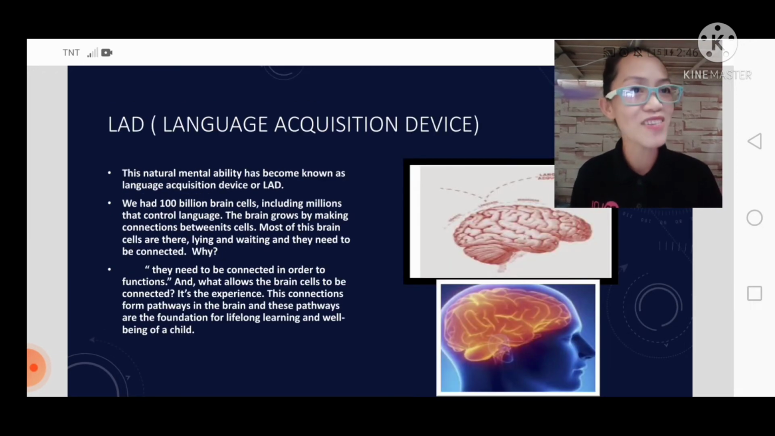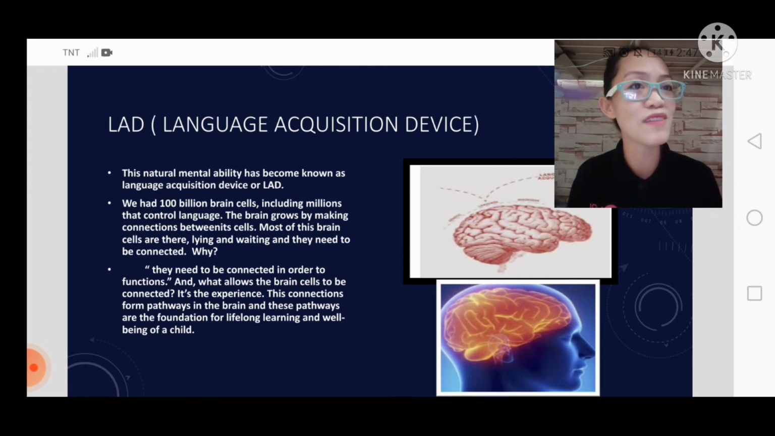This natural mental ability has become known as the language acquisition device, or LAD. We have 100 billion brain cells, including millions that control language. The brain grows by making connections between cells. Most of these brain cells are lying there waiting, and they need to be connected. Why do they need to be connected? It is because they need to be connected in order to function.